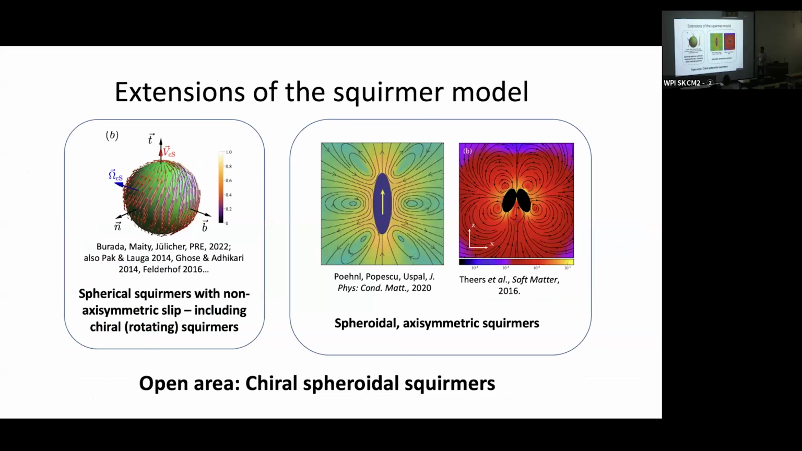One thing to do might be to look at chiral spheroidal squirmers, but I think that's going to be a little more complicated because no one has combined spheroidal squirmers and chirality in the slip. So a lot of people looked at squirmers with non-axisymmetric slip, including that paper, that makes them rotate, but no one has looked at these things together. And why is that interesting? Because shape really matters in the interaction of microswimmers. You see that these 2 prolate spheroids are forming a bound state, and the shape is very important to that.